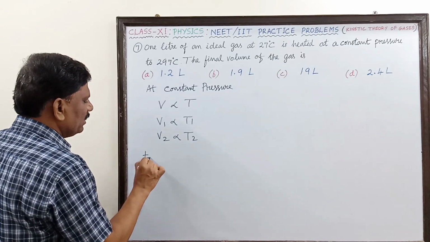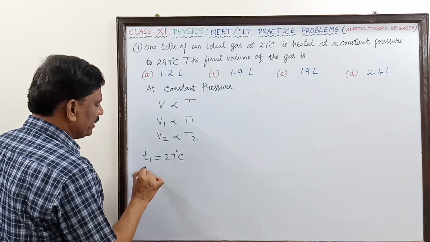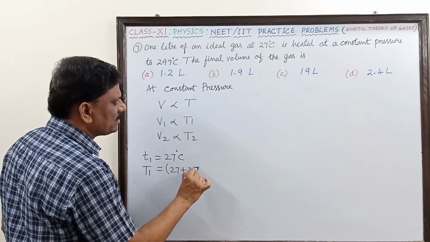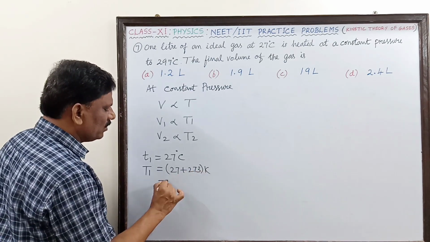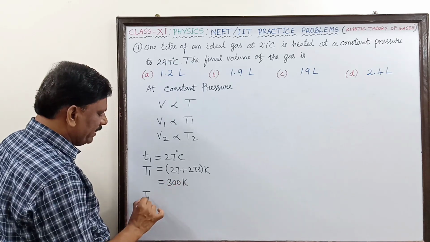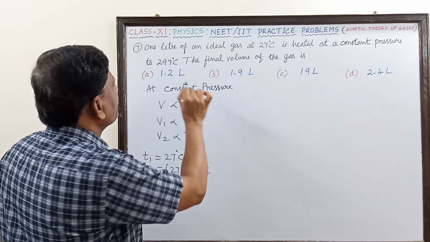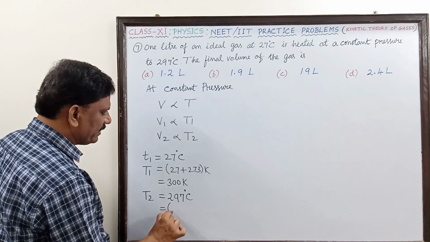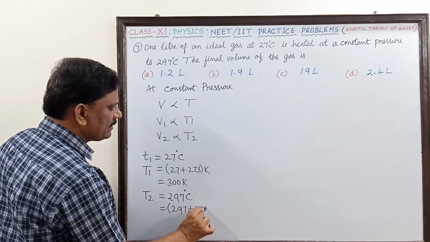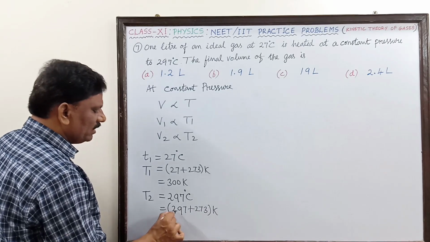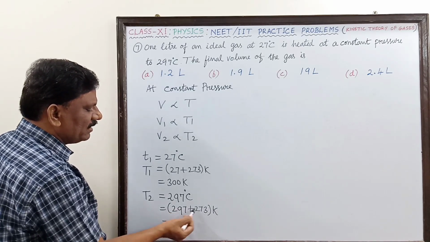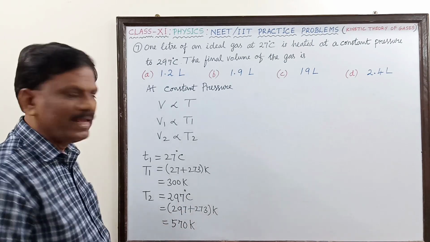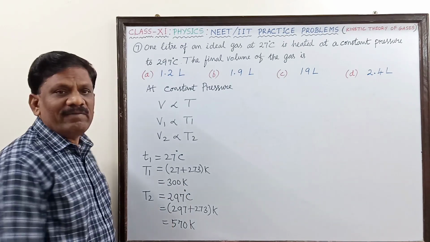Now T1 is given as 27 degrees Celsius. The corresponding temperature on the absolute scale, capital T1, is equal to 27 plus 273 Kelvin, so this is equal to 300 K. Similarly, T2 is equal to 297 degrees Celsius, so this is equal to 297 plus 273 in Kelvin. So 3 is added here, 300, 570. So this is 570 Kelvin. Carefully, you will have to substitute in Kelvin.